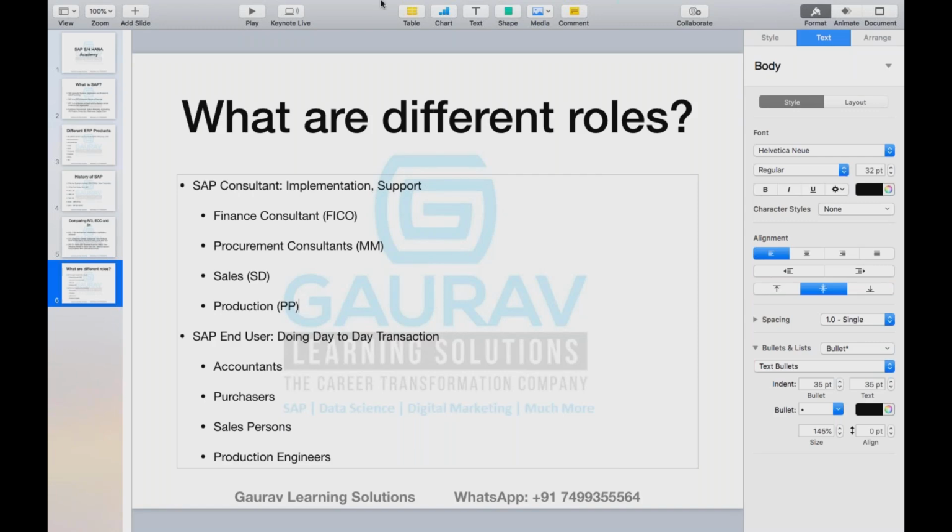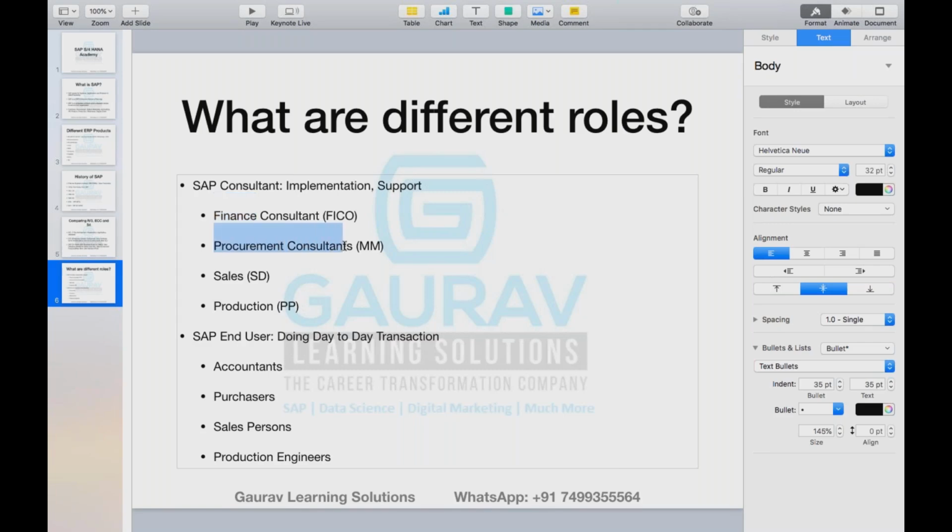So as a consultant, again, you don't need to know everything. You need to know your own area. If you are a FICO consultant, you need to understand what is there in finance. In finance, there will be GL, there will be AR, there will be AP, there will be asset accounting, bank accounting. These are the things which will come under finance.